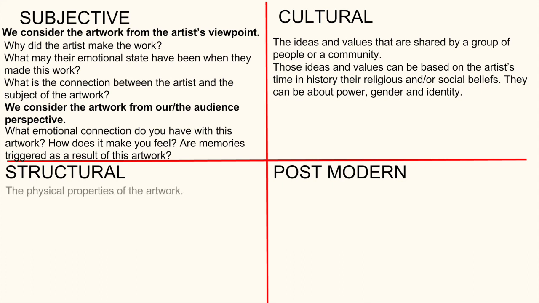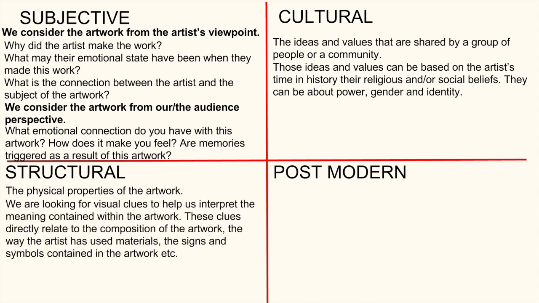If you move across to the structural frame, basically what you're dealing with here are the physical properties of the artwork. What can you see? What are the visual clues that help us interpret what the meaning is within the artwork? And these clues are usually directly related to the composition of the artwork, which is how it's laid out, where things are positioned within the picture plane, the way the artist has used the materials, signs and symbols contained in the artwork, and so on and so forth. But it's physically what you can actually see in front of you.